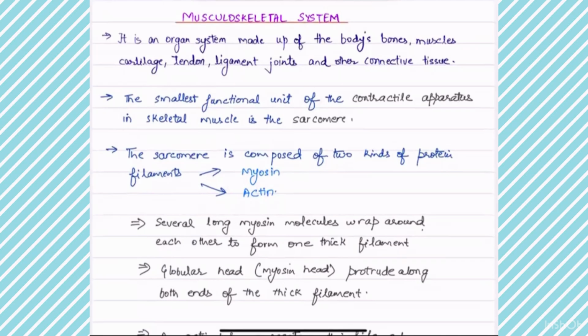So in today's video, we are going to discuss the musculoskeletal system. The musculoskeletal system is an organ system made up of the body's bones, muscles, cartilage, tendons, ligaments, and other connective tissue. The muscles have been divided into three types: skeletal muscle, smooth muscle, and cardiac muscle.